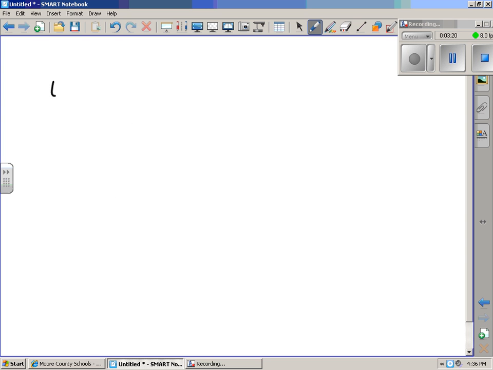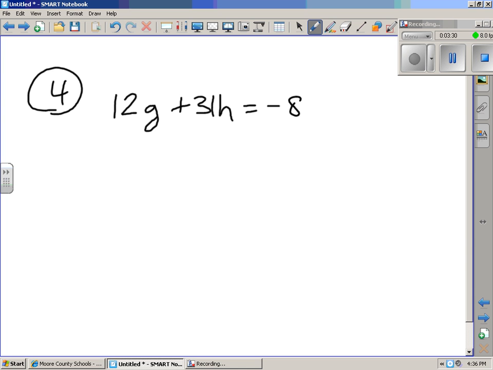Number 4. 12G plus 31H is equal to negative 8G. In this problem, we have to solve for H. So we're going to move this 12G over to this side. That's the first step in getting this H alone.